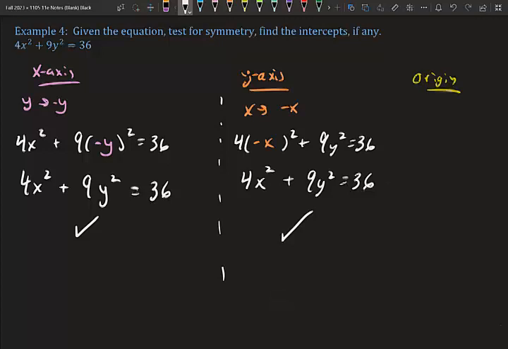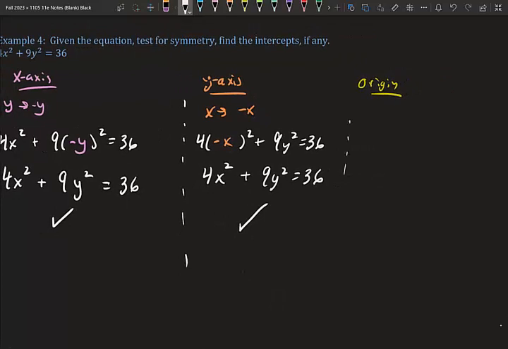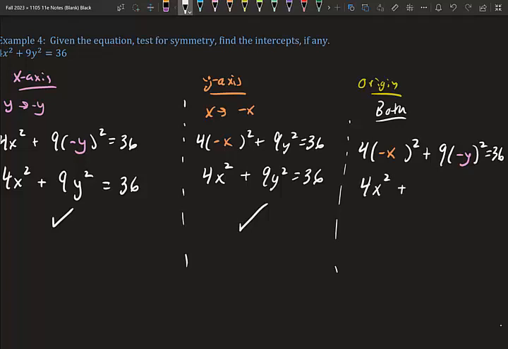Let's prove it, though. So remember, origin, we do both. All right, let's do that. So we have 4 blank squared plus 9 blank squared equals 36. And in our first blank, we're plugging in negative x. And our second blank, we plug in negative y. We know when we square a negative, it's always positive. So we have positive 4x squared plus positive 9y squared equals 36. And oh my gosh, that's the same. It's symmetric to all three.